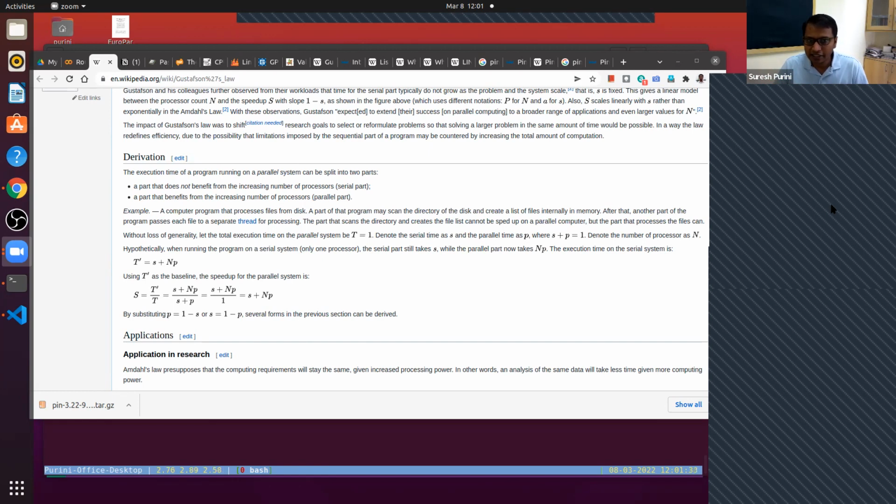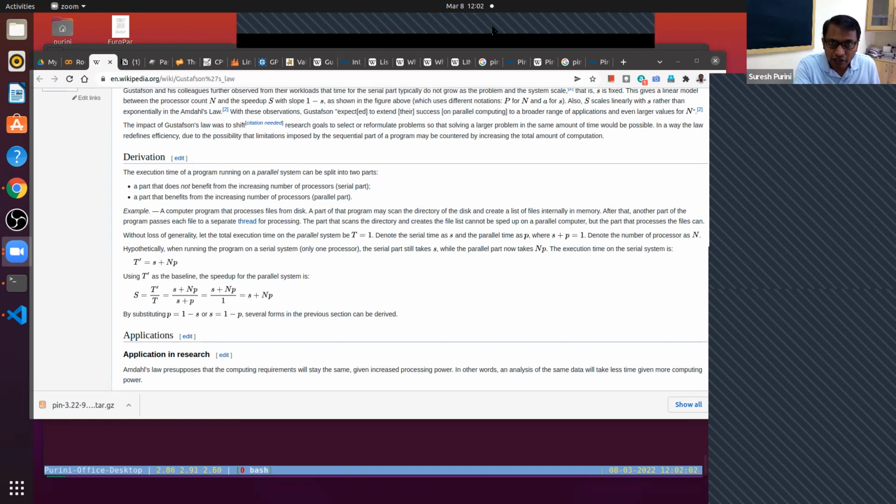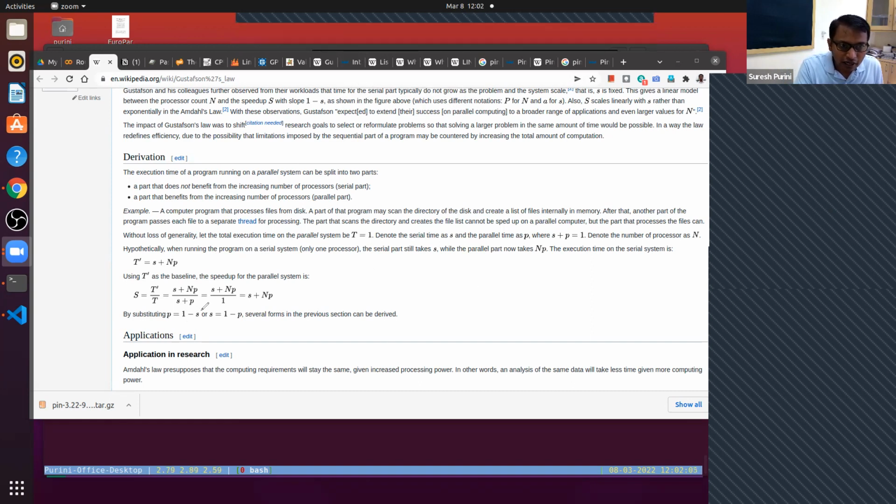All right. So in order to understand Gustafson's law, let's say you have a program which takes S plus T time to execute. The total time taken by a program is S plus P time to execute on a machine with n cores. This is the parallel. So it's serial execution time divided by parallel execution time.